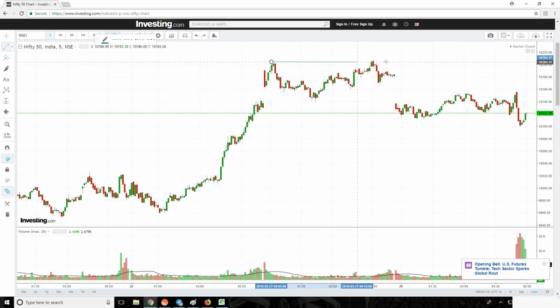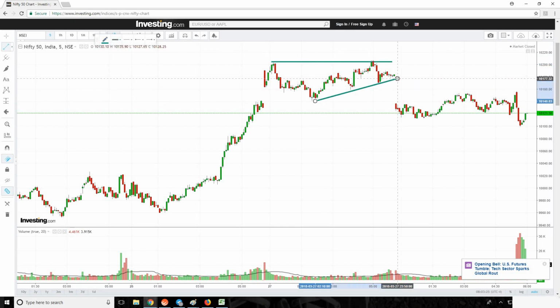Nifty was trading something like this. It had formed this ascending triangle pattern, and it closed off there. So it was very evident that if Nifty trades above this line, we may get a nice up move, or if it breaks this trend line, we may get a good down move.